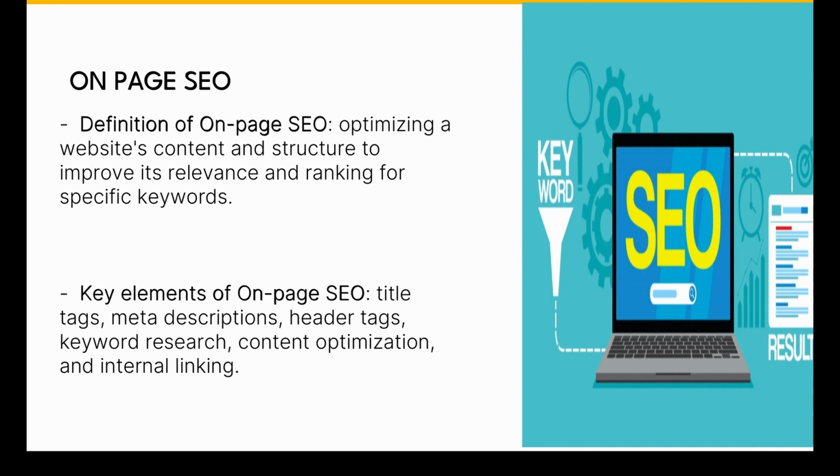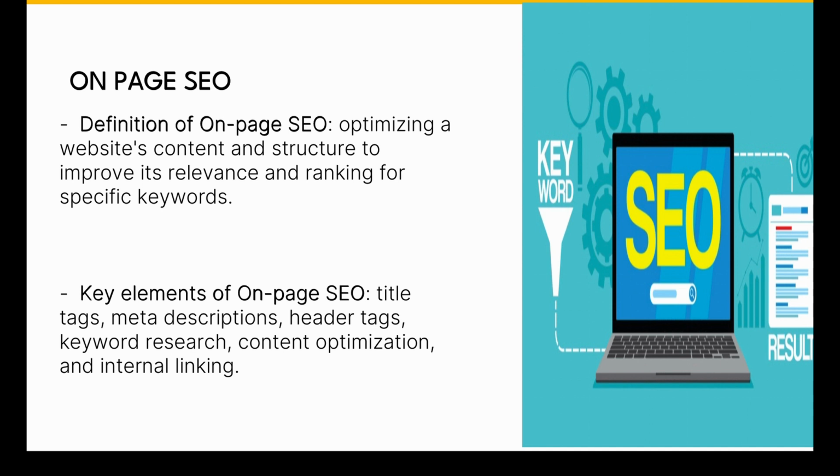So there are two main types of SEO, which are on-page SEO and off-page SEO. On-page SEO refers to optimizing a website's content and structure to improve its relevance and ranking for specific keywords. So, as the name implies, on page, it means you are going to optimize the page itself, the website's inner pages, in order to improve its ranking for specific keywords.